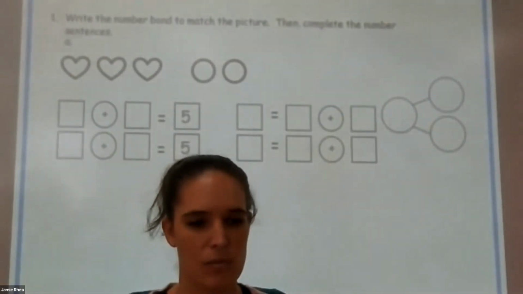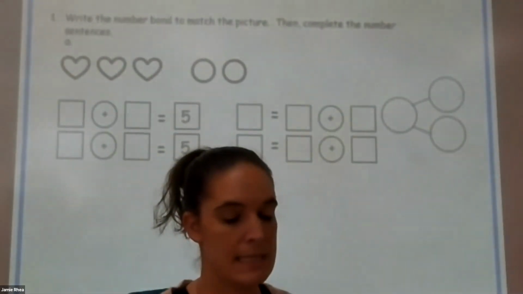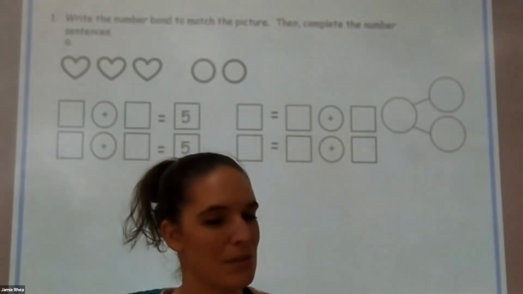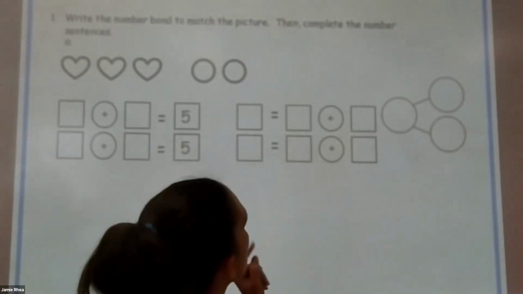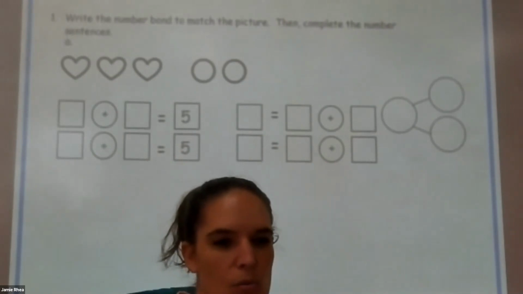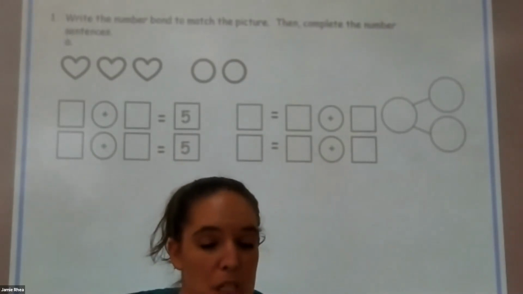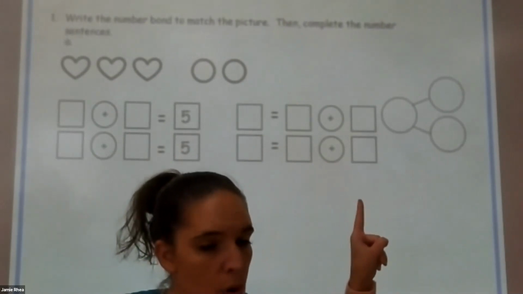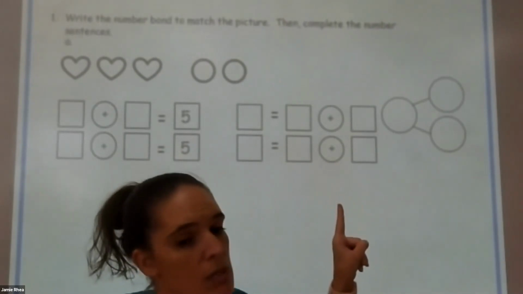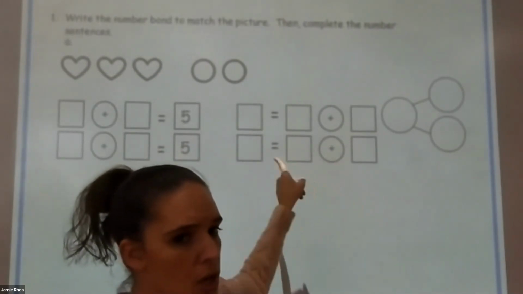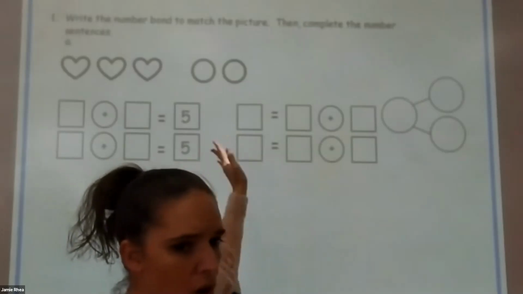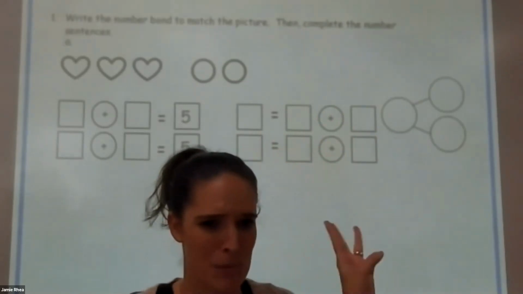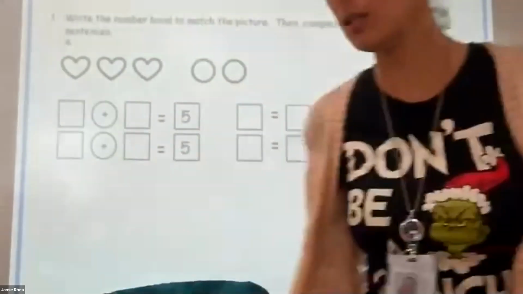All right. Now, remember, you're going to do 1C, 2, 3, and 4, but I'm going to work on 1A with you so you can see what it looks like, and then we'll look at the other ones. All right, let's look at the first part. Read that instruction. Write the number bond to match the picture, then complete the number sentences. Now, this is all one problem. So just like we used our circles and our hearts earlier, you're going to use these circles and hearts to answer all of this, okay? So all of these should have the same 3 numbers, just in different orders. So let's look at it.